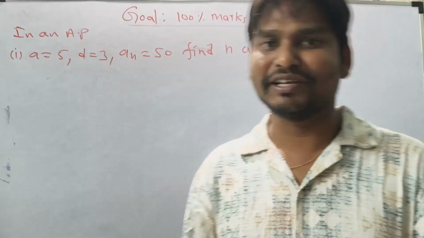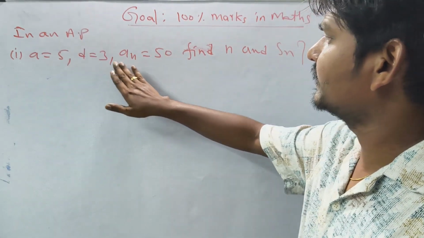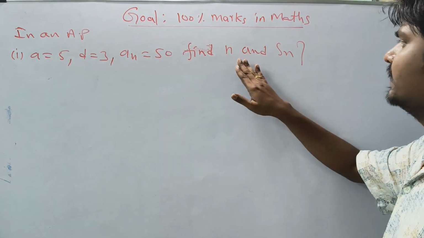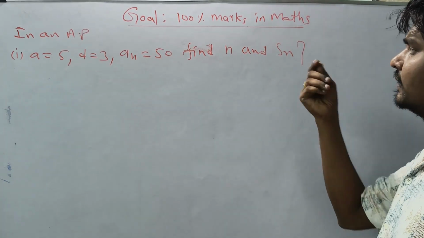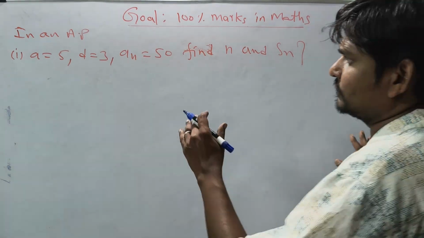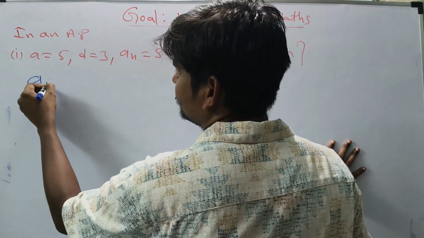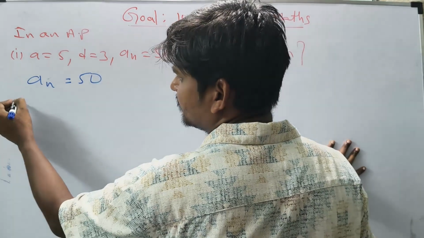Right, we'll move on to the next question, that is C. In an AP, a is given 5, d is given 3, n is given 50. Find n and Sn. Means the nth term we have to find and the sum of the first n terms. Now see here, what is given? So an we know already. An is given as how much? 50.